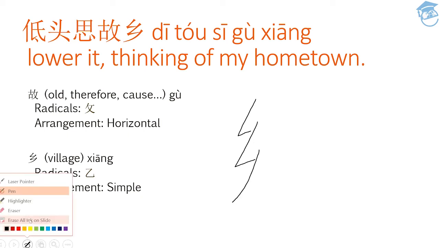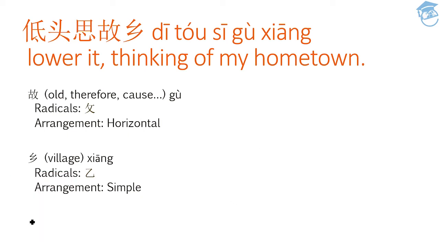Okay, so the whole thing, 故乡, it means hometown, like old village. It means like my home village, but in English you would say hometown. 低头, lower your head. 思, as I said, is to think or to consider. 故乡 is the hometown, so I lower my head and think about my hometown. Alright, so that's the whole poem.